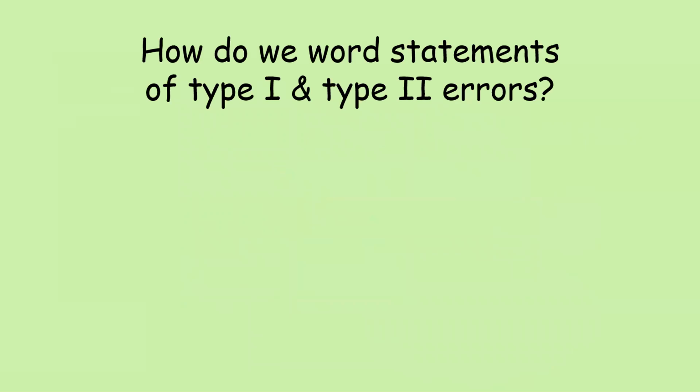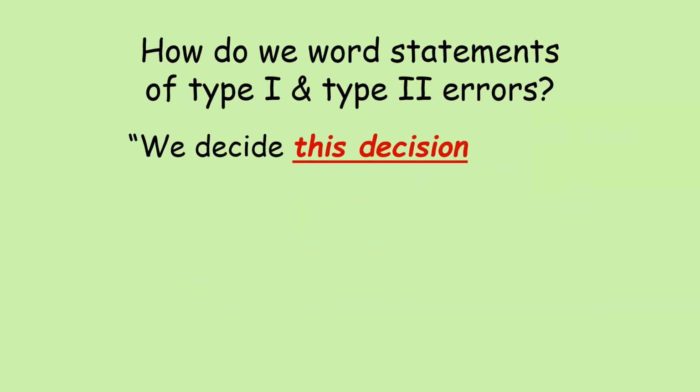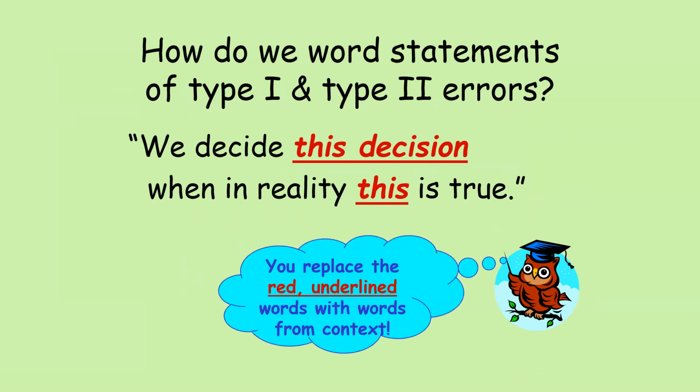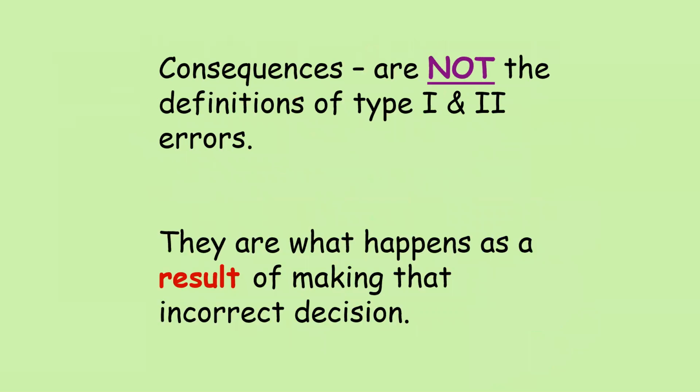So how do we word statements of type 1 and type 2 errors? We decide whatever decision we decide, reject or fail to reject, when in reality this is true. So you replace the red underlined words with words from the actual context of the problem. Consequences are not the definitions of type 1 and type 2 errors. They're what happens as a result of making that incorrect decision.